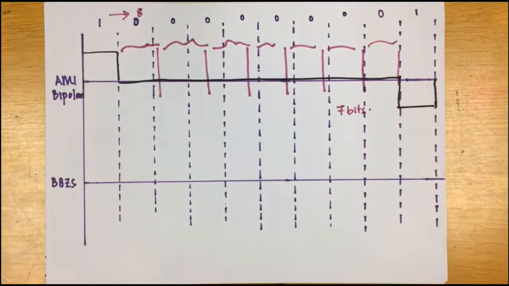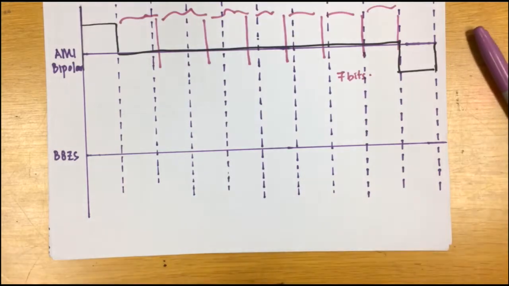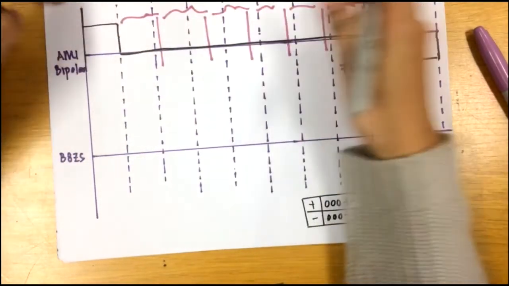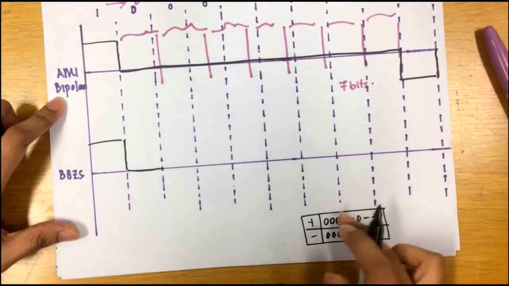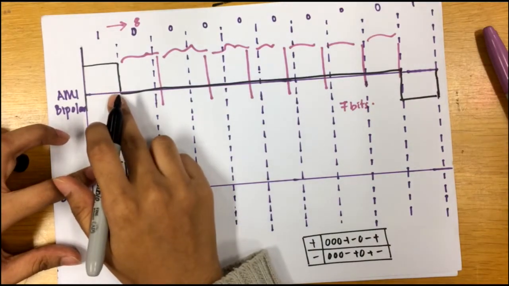This shows that there is a loss of data. Okay, now let us use bipolar with 8-0 substitution to overcome this problem. The rules on using this depend on this formula. Now let us use the same bits here. As you can see, the previous bit is from the positive voltage.